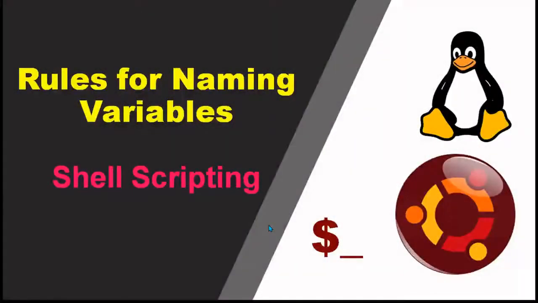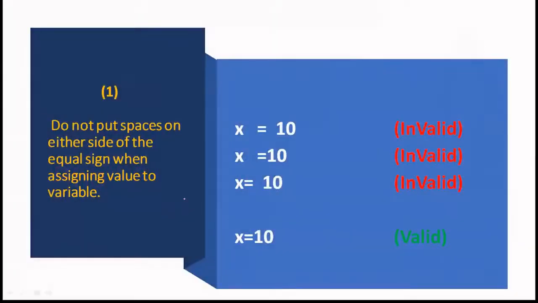Hello everyone. In this lecture, we will learn about how to name variables in shell scripting. The very first rule is do not put spaces on either side of the equal sign while assigning some value. When I'm naming the variable x, a space between x and the equal to symbol is not allowed. Similarly, a space after the equal to symbol and before the value is not allowed. So all these cases are not valid.